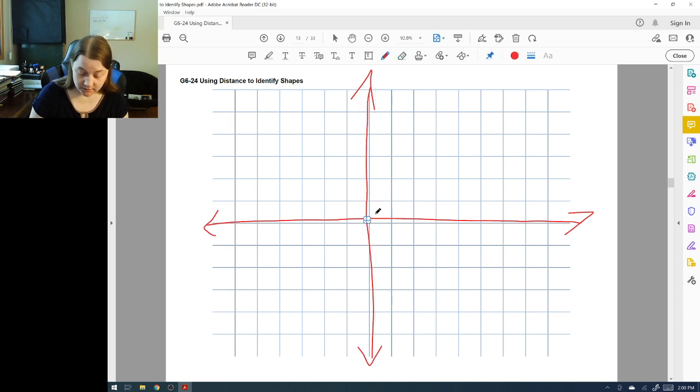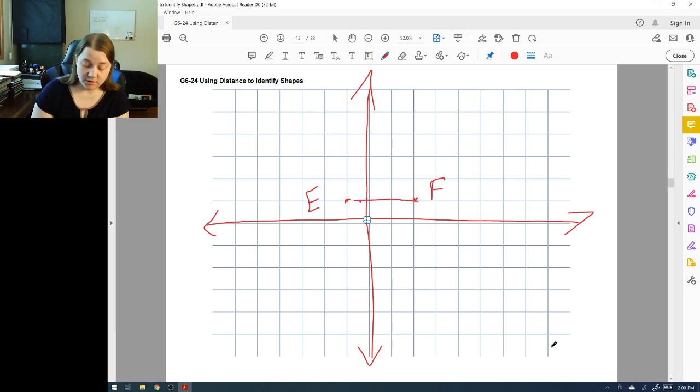Put my origin right at the center there. So for letter E, we were going to plot -1, 1. So I'm going to run -1 and jump 1 for point E. For point F, we're going to run 2, and we're going to jump up 1. And here you can see that E and F are horizontal.